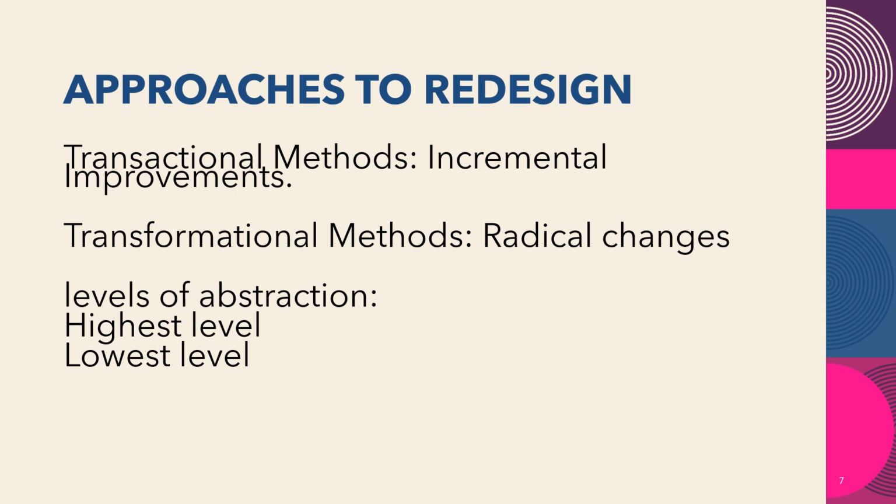I'll give you a small example to explain this. Transactional methods include techniques like Six Sigma and Lean, which aim for continuous improvement. Transformational methods include business process reengineering (BPR), which involves rethinking and redesigning processes from the ground up. A transactional approach example is a retail store improving its inventory management system to reduce stockouts. A transformational approach example is the same store transitioning to an omni-channel retail strategy.